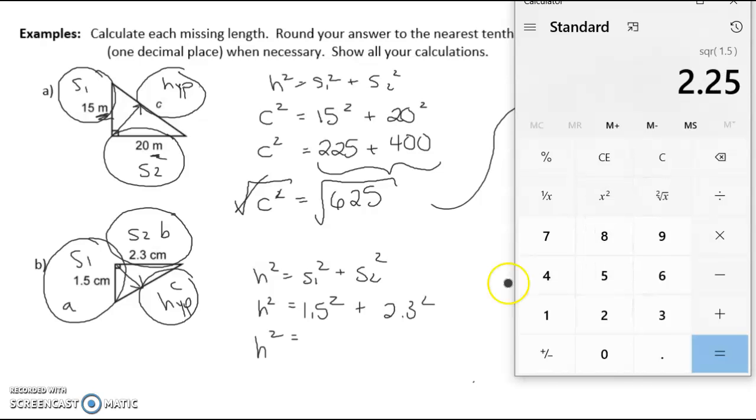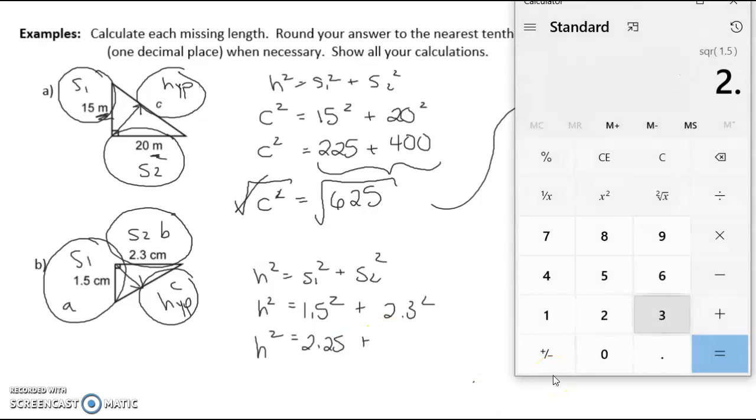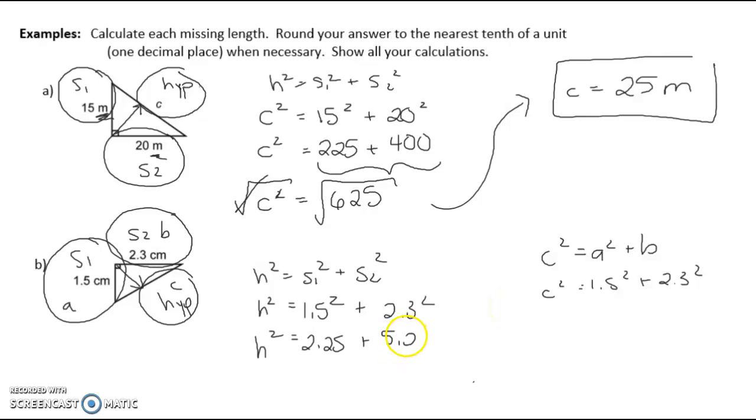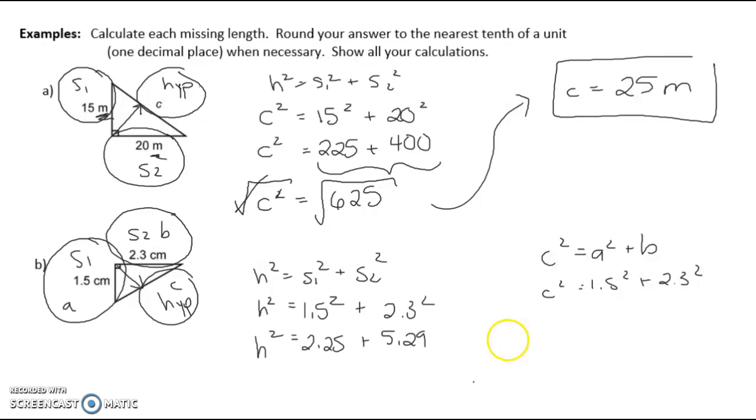1.5 squared is 2.25, plus 2.3 squared, 2.3 squared is 5.29. Now we add those both up. 5.29 plus 2.25 gives us 7.54. Now we have to take the square root because we want to solve for just h.